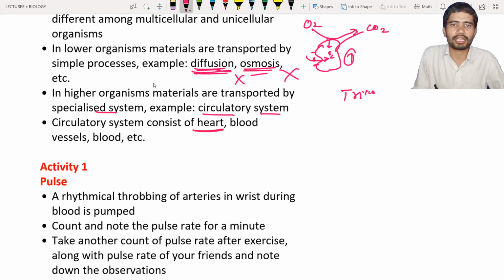Heart is an organ. It is going to pump all the nutrients in the form of dissolved state in the blood, and through the blood vessels the nutrients will be pumped by the heart. So this is about it.